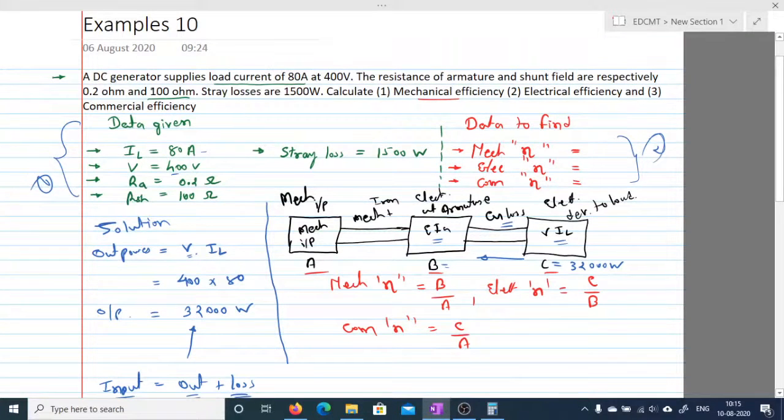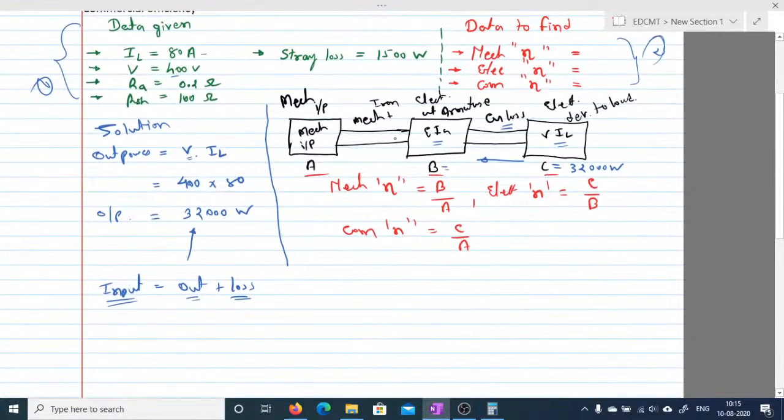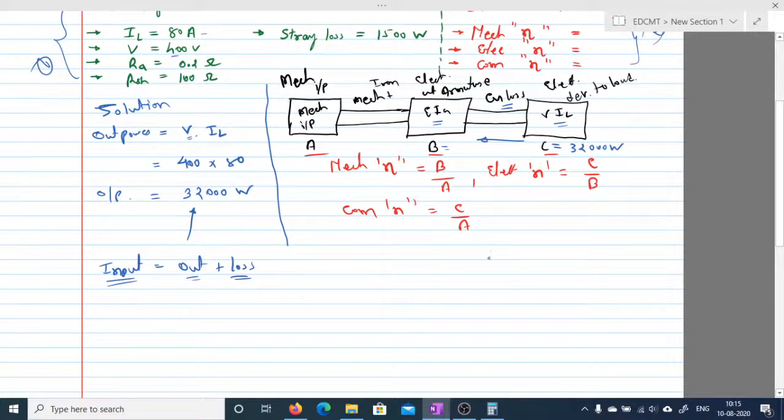A DC generator supplies a load of 80 ampere and 400 volt. The resistance of armature and shunt field is given to us. So from this we can say that our machine is a shunt generator, right? It's our armature, shunt winding, and the load. So here we have RA, here we have RSH.